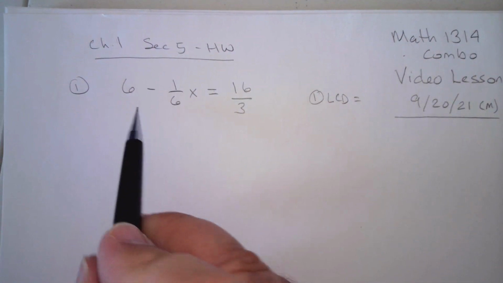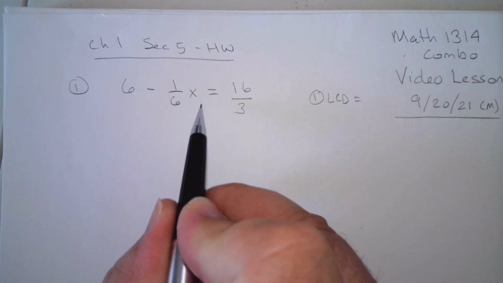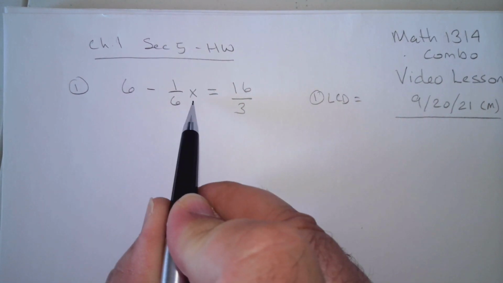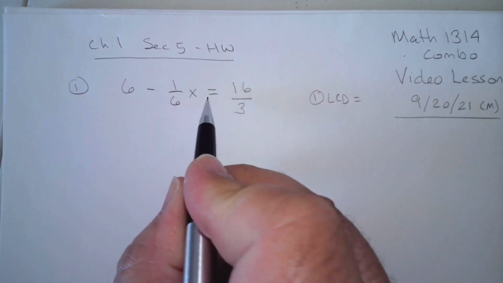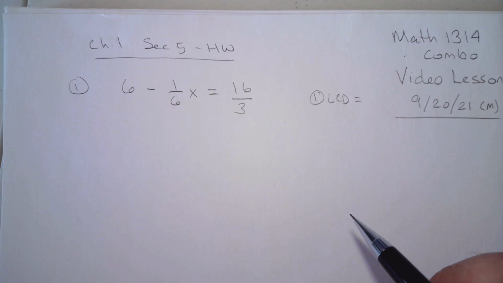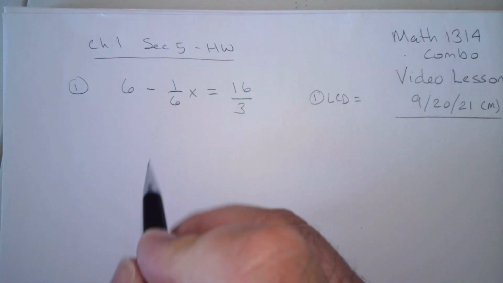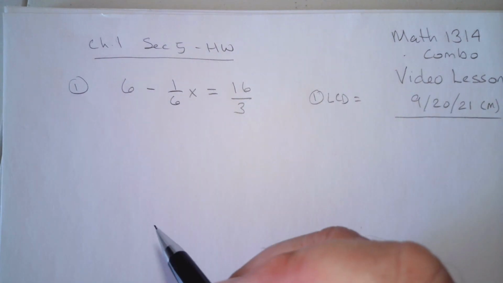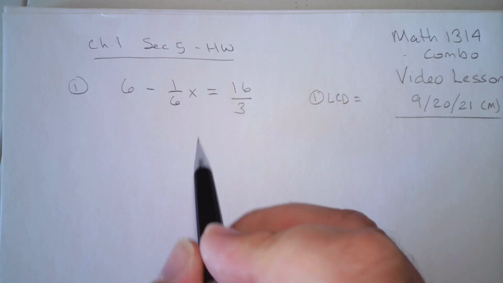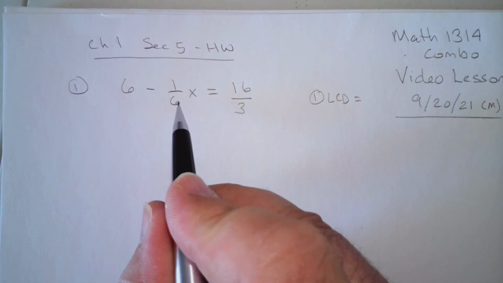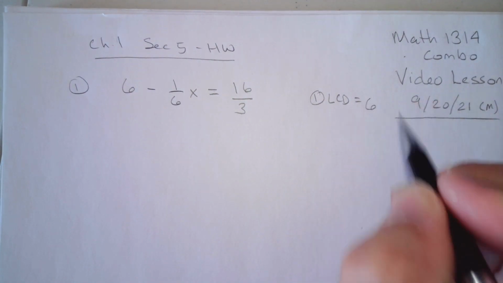The first question was 6 minus 1 over 6x equals 16 over 3. Because there's an equal sign and an x, we have to solve for x. Since there's fractions and an equal sign, we first have to find the LCD. The denominators are 3 and 6. The smallest denominator number that they both fit into is 6. 6 does not fit in 3, but 3 fits in 6. So 6 is the LCD.